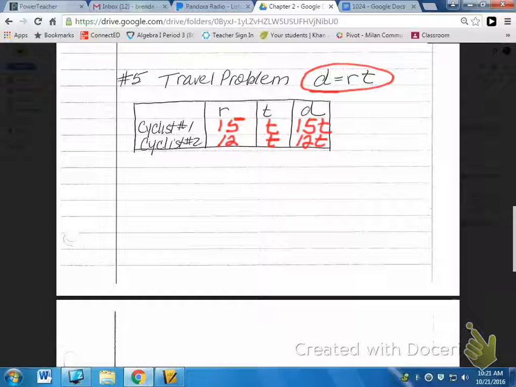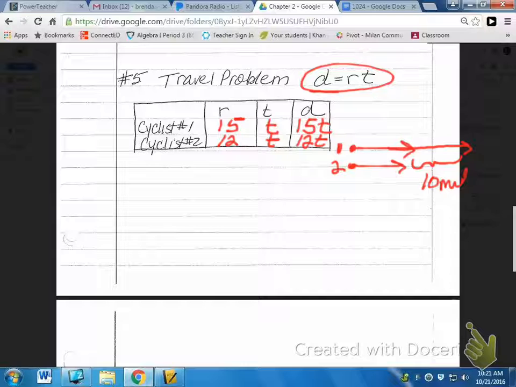The equation isn't always cut and dry. So here's my 2 cyclists. This is number 1, this is number 2. They're both going in the same direction, right? But the first guy is going a lot faster. He's going to be skipping way ahead. And we want to know when this amount right here is 10, right? Isn't that what it says? When will they be 10 miles apart? So in other words, when this guy is 10 more than this guy. So we want something to be 10.